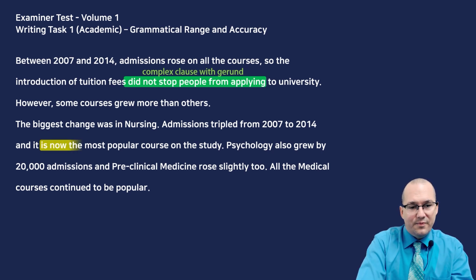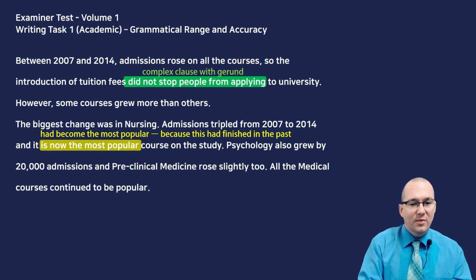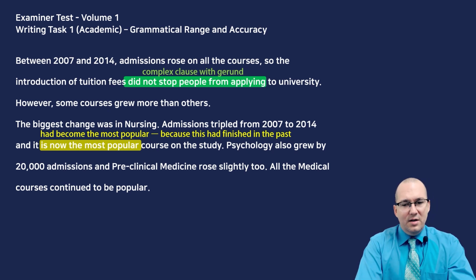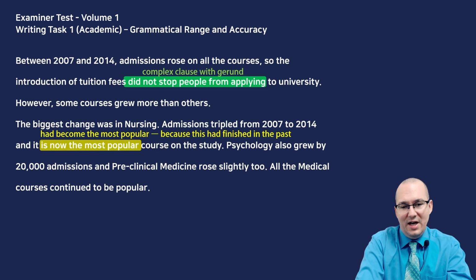So this is great. "It is now the most popular." This is totally fine, but it could be a bit more technical. "Had become the most popular," because it finished in the past, right? Now, if you look at the time, it's in the past. It's not now, it's in the past. So while the grammar is accurate for now, it is in the past. So past perfect would be fantastic. If you just use simple past, it would still be better.